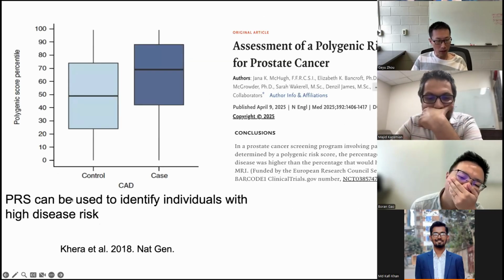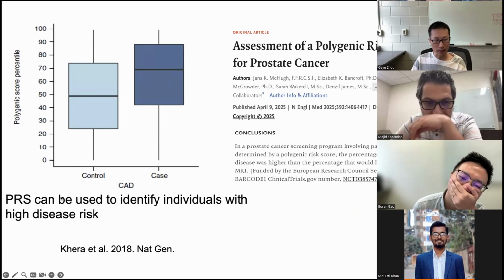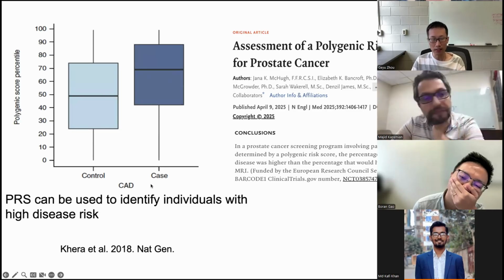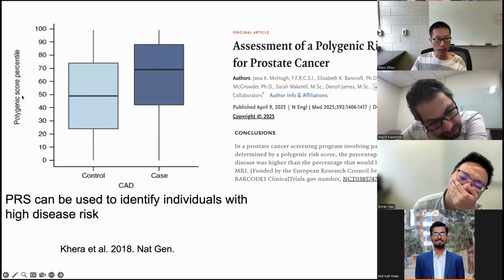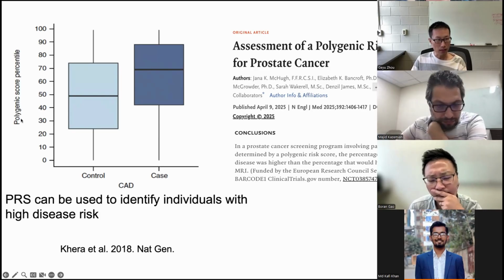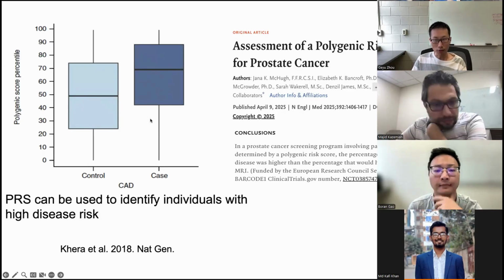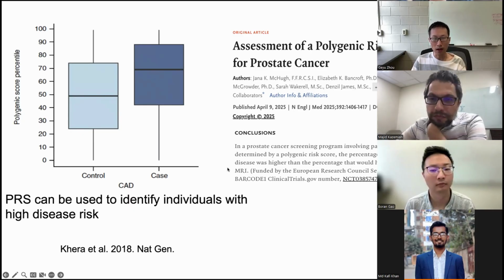And in 2018, there was a paper published studying genetic risk scores calculated in populations in the UK. They looked at people with coronary artery disease and without coronary artery disease, and compared the polygenic scores in cases versus controls. They were able to show that in the cases, the polygenic score percentile is significantly higher than in the controls. So this offers a potential value to identify those cases based on the score.